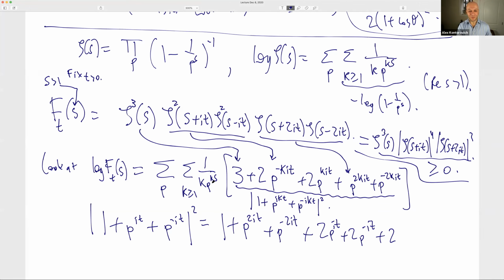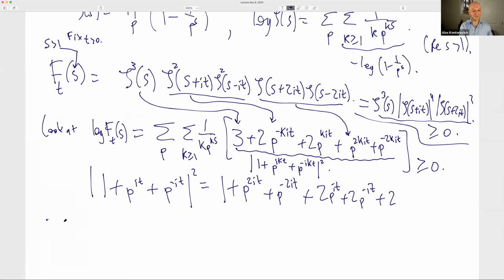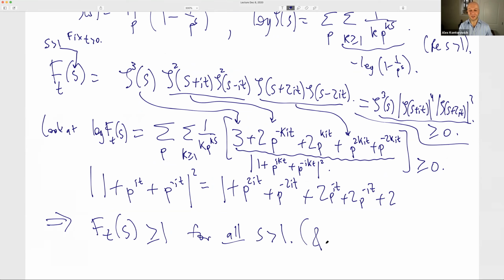And s is a real number, and these are all positive numbers, and these are all apparently positive numbers. And so this whole sum is apparently positive. Which means that f itself remains at least 1. This is true for all s greater than 1 and for all t.